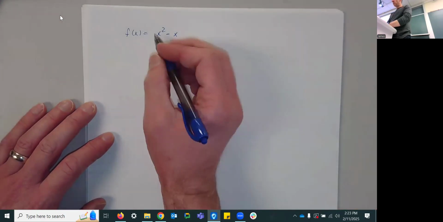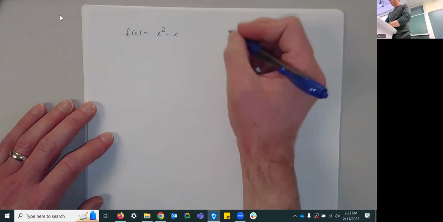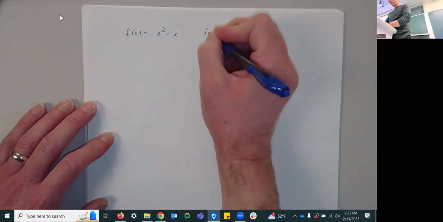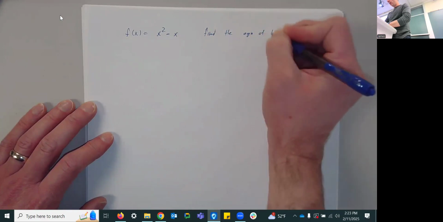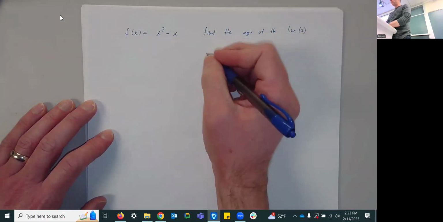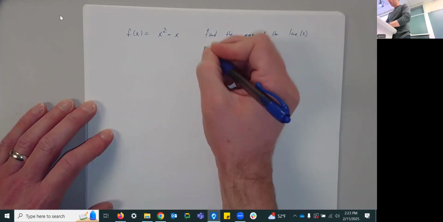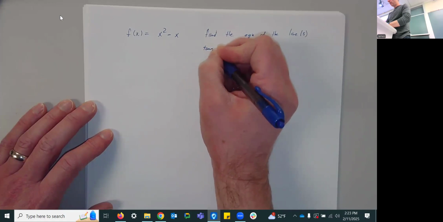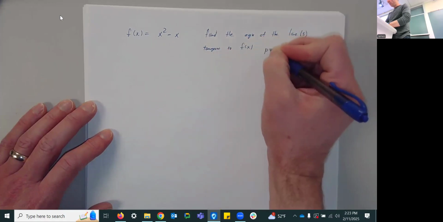So we want to find the equation of the line, or maybe lines, there might be two. Probably just one though. Find the tangent to f of x passing through the point 1, -1.